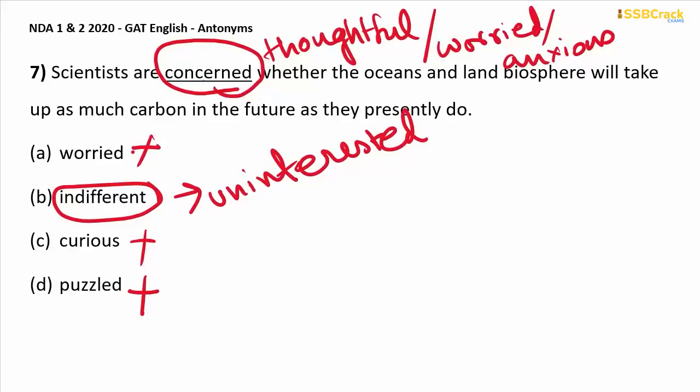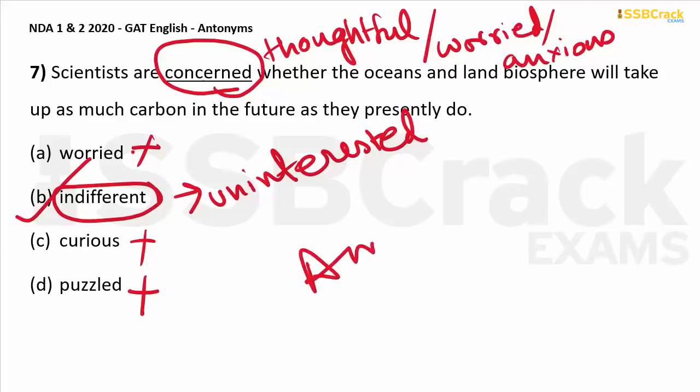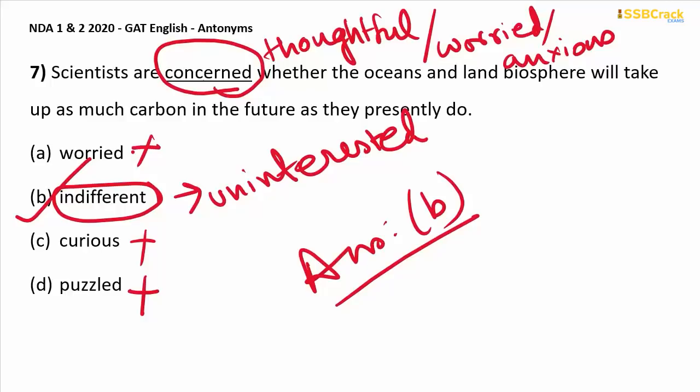So indifferent is the opposite of concern. When you're concerned, you're thinking about that particular thing. When you're indifferent, you do not give a thought about that particular thing. So indifferent is the antonym or opposite of concerned. So your answer is option B. Okay, let's move on to the next question.